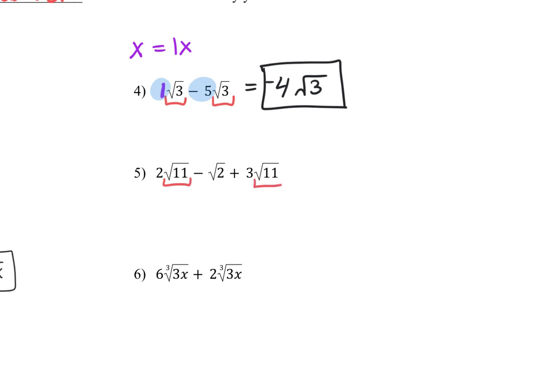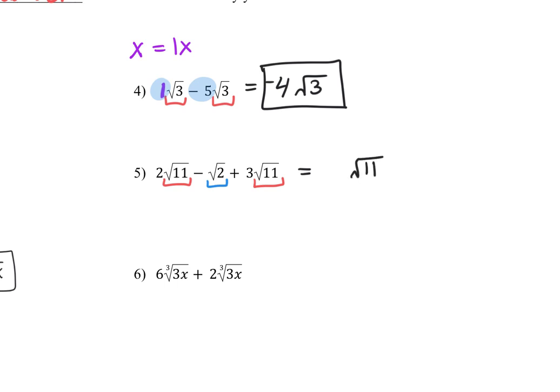Sometimes you will have only some that can combine. That is fine. This guy is not the same in the middle. That square root of 2, that 2 messes it up. So he cannot be combined with anything. Just the square root of 11s can. So I have square root of 11.